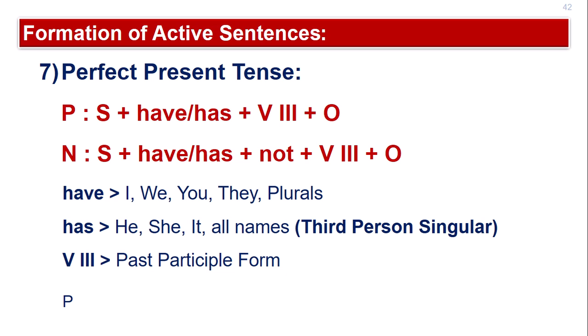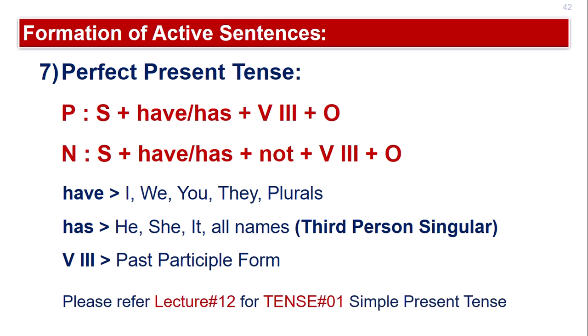Verb 3 stands for the past participle form of the verb, and I would also request those who want to refer to all the tenses again from the very first tense to refer to lecture number 12 in our playlist. So at the moment you can see all the things written pertaining to perfect present tense, and you can write down all these things into your notebooks. I am quickly moving ahead with practice sentences. You can pause the video and write down all the things.